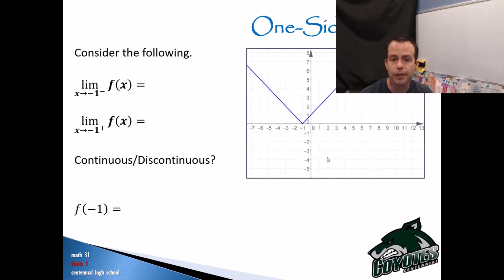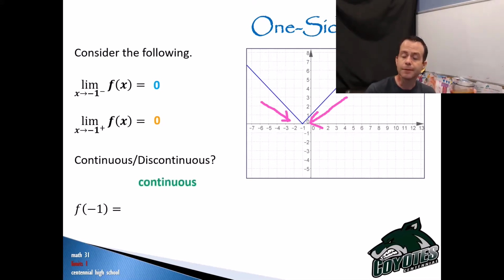So consider the following. The limit of f of x as x approaches -1 from the left. Here I am approaching -1 from the left, and my y value is approaching 0. Now what if I approach it from the right? Here I am approaching from the right, and my y value is still approaching 0. Is this graph continuous or discontinuous? Can you draw it without lifting your pencil? The answer is yes, so it is continuous. And f of -1 is 0.